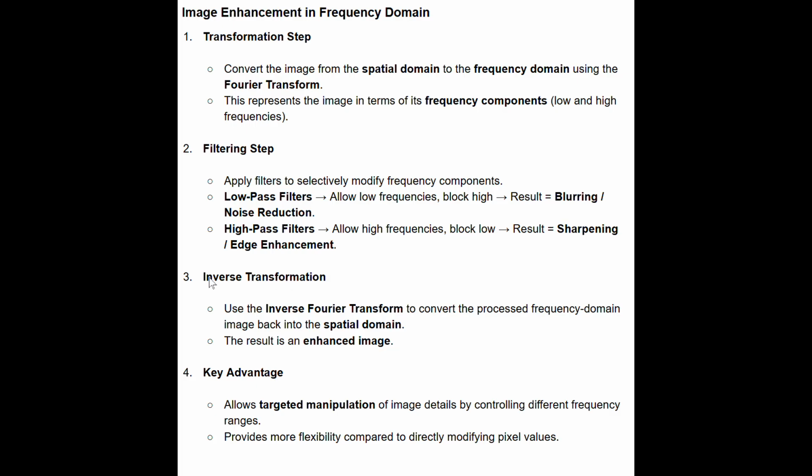The next step you will perform is the inverse transformation. Use the inverse Fourier transform to convert the processed frequency domain back to the spatial domain, which will result in the enhanced image. The key advantage here is that it allows targeted manipulation of the image details by controlling different frequency ranges. It provides more flexibility as compared to directly modifying the pixel values.